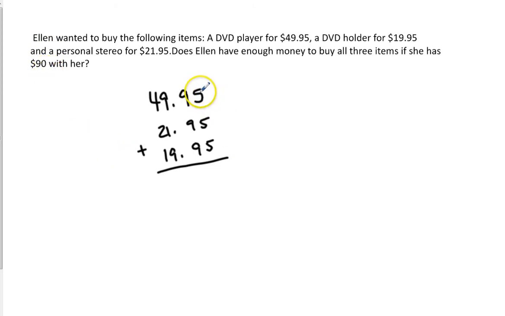So when I add, I do one place value at a time, starting with the smallest place value. 5 plus 5 is 10, plus 5 is 15. Carry the 1. 3 9s makes 27, plus 1 makes 28. Carry the 2. 18, 19, 20, 21. Carry the 2, 6, 7, 8, and 9. And remember, my decimal drops straight into my answer. So she would spend on all 3 items $91.85. So no, she doesn't have enough money because she only has $90.